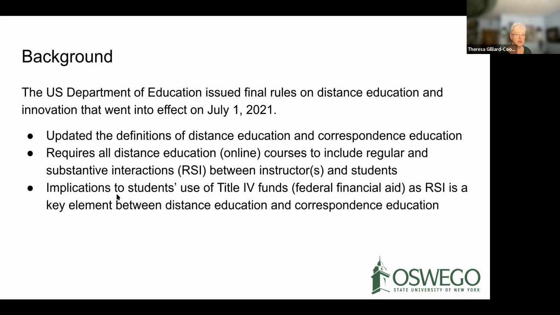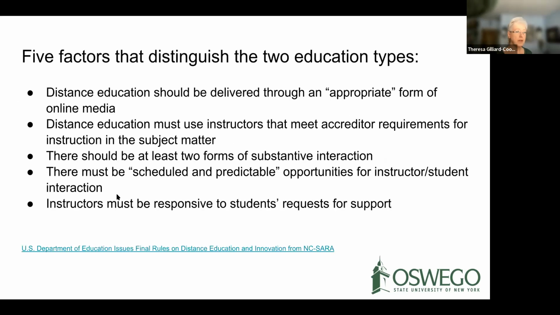One of the big things with this is it can have implications for Title IV funds, which is basically federal financial aid, as the Department of Ed has determined that the key element between distance ed and correspondence ed is this concept of regular and substantive interaction. So the U.S. Department of Education, in their final ruling, put out these 5 factors that distinguish these two types of education.